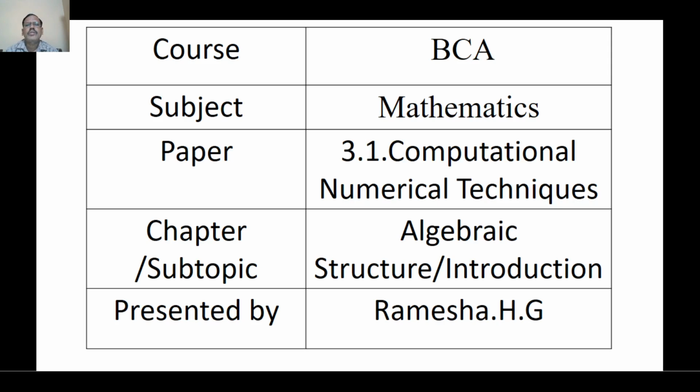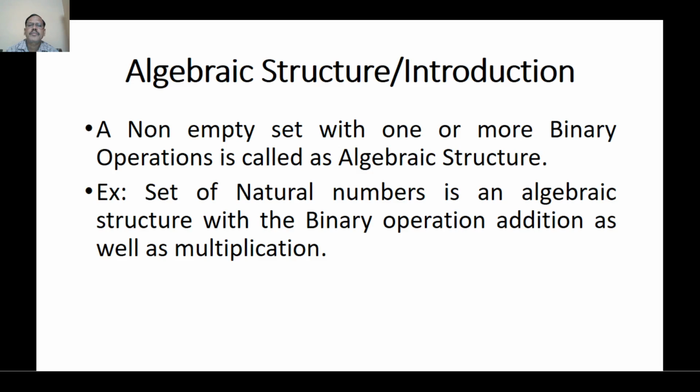I am going to explain algebraic structures and their properties with some examples. A non-empty set with one or more binary operations is called an algebraic structure. A non-empty set means a set consisting of at least one element, with one or two binary operations is called an algebraic structure.